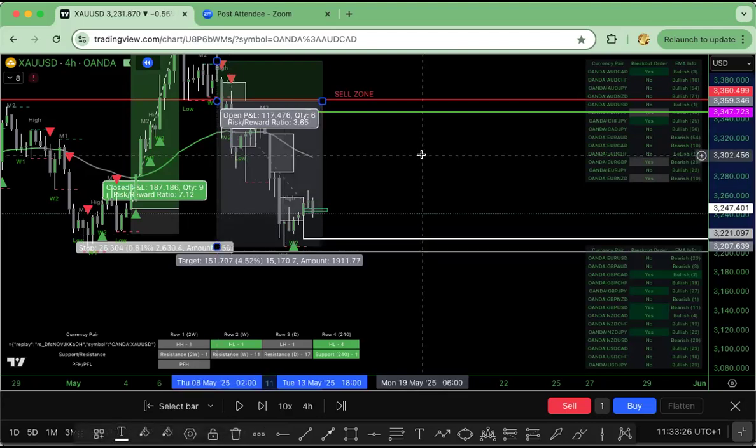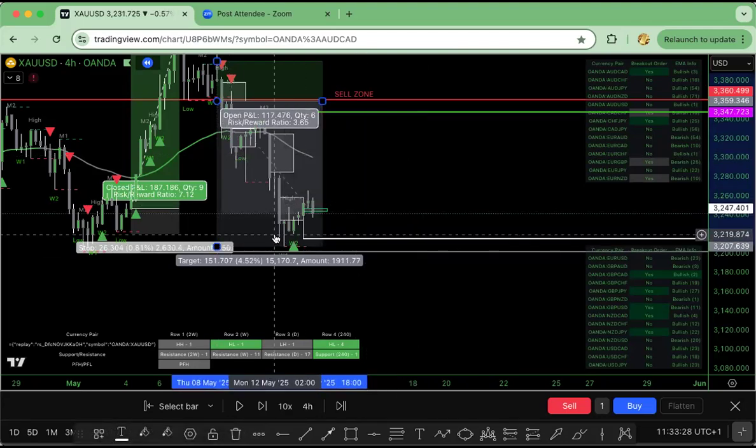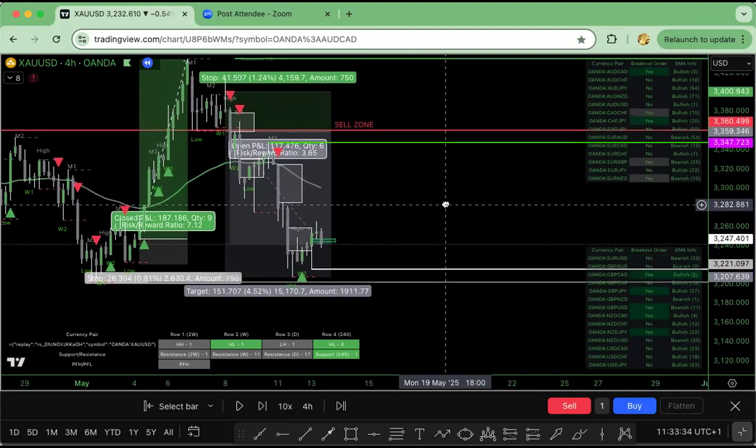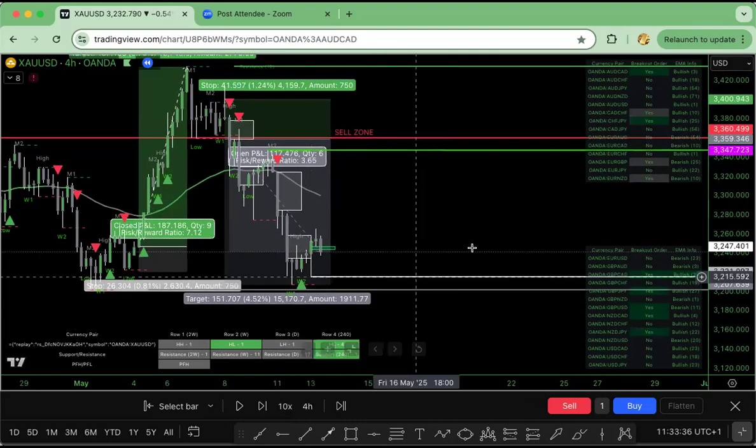So it just missed that final take profit, but come on, if you didn't close your trade at this point, I don't know what else you're looking for. Literally, because you got like a 3.6 trade setup there. Boom. Can you see? Same thing.